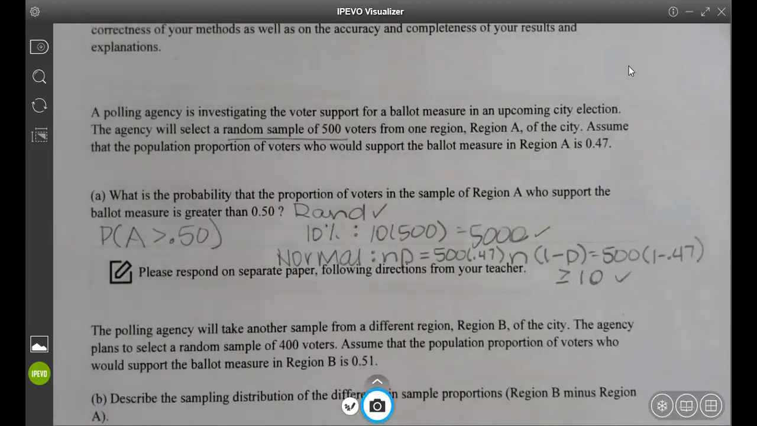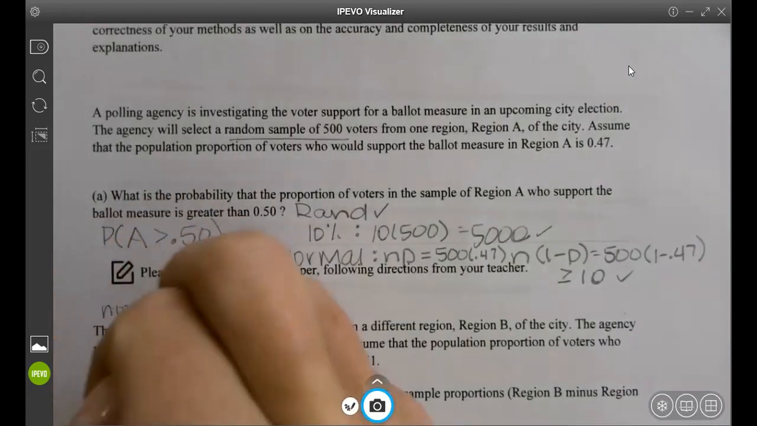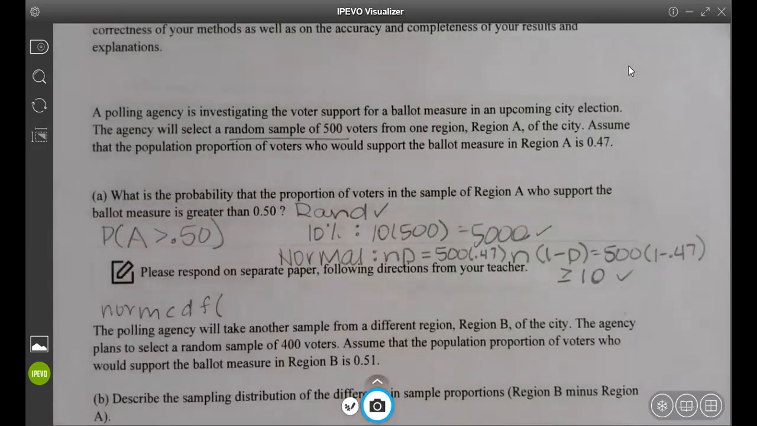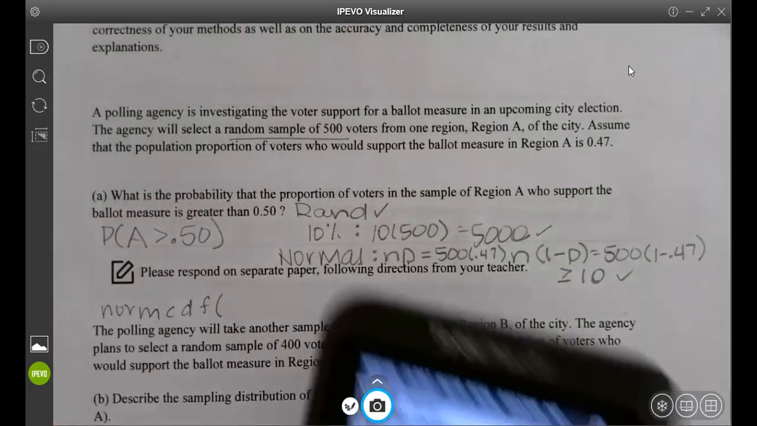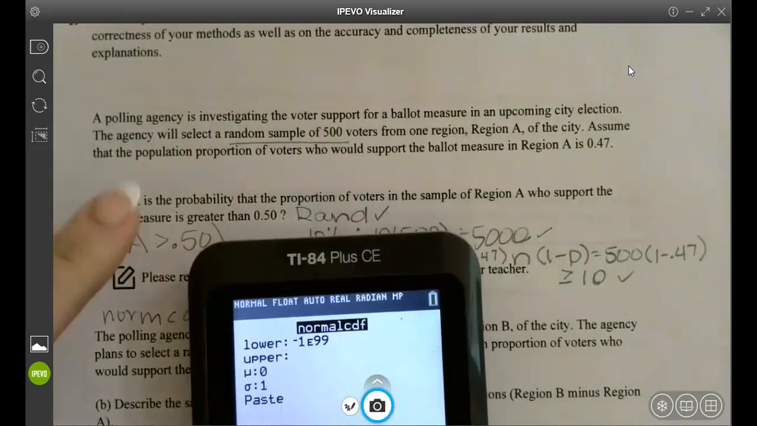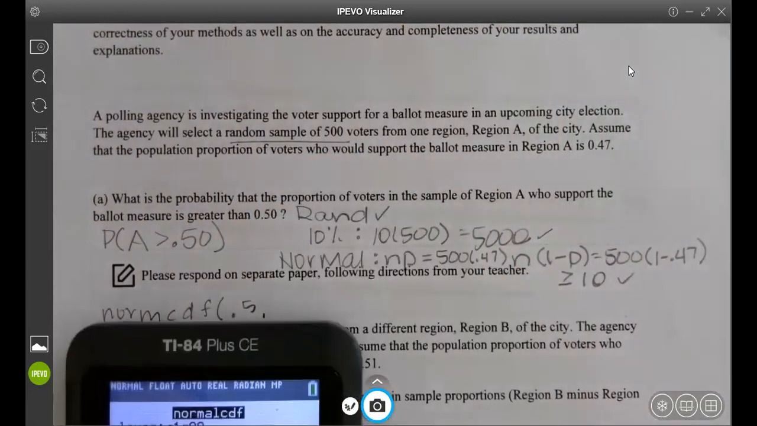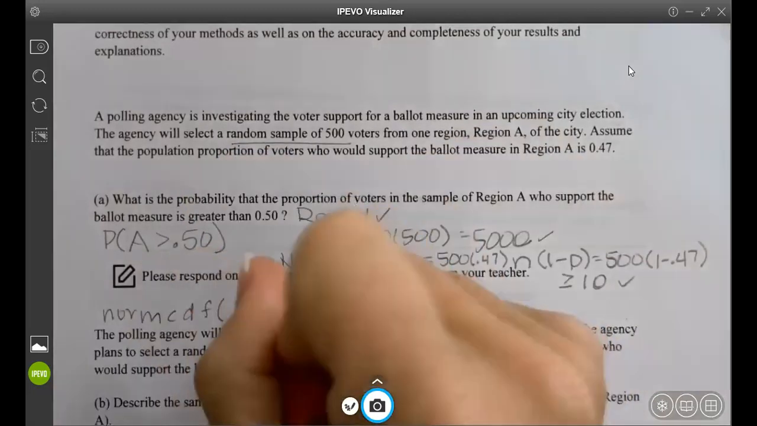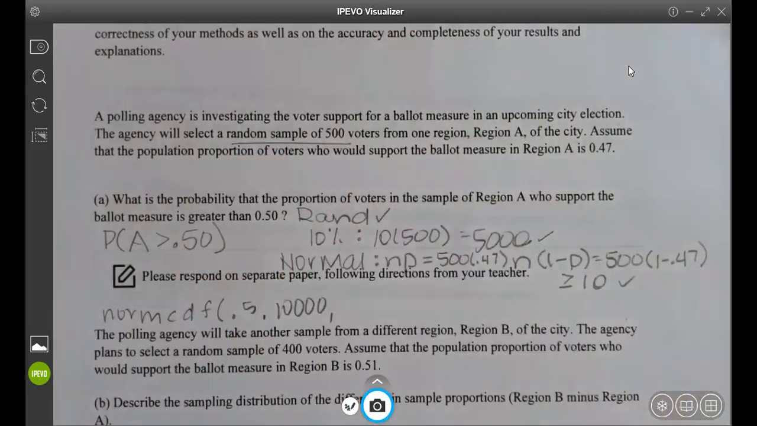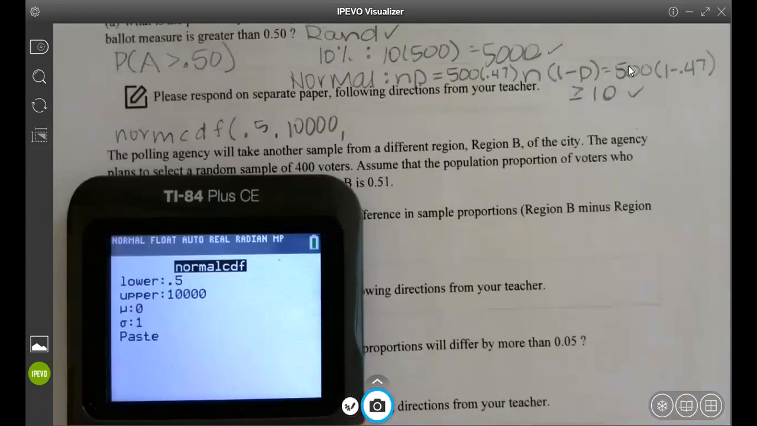Make sure that you write it all down. When we do that in our calculator, we're going to 2nd, vars, normal CDF. What is our lower if we want greater than or equal, greater than 0.5? What's your upper going to be? Okay. What about your mean? It'll stay the same. What stays the same?